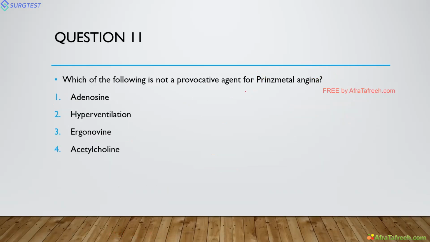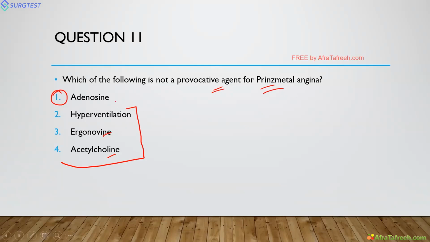Next question. Which of the following is not a provocative agent for Prinzmetal angina? All other options are provocative: we can give intracoronary ergonovine, intracoronary acetylcholine, or hyperventilation. All of these can precipitate Prinzmetal angina. Adenosine is not a provocative agent for Prinzmetal angina. The answer for this question is adenosine. This is a recent NEET SS question.